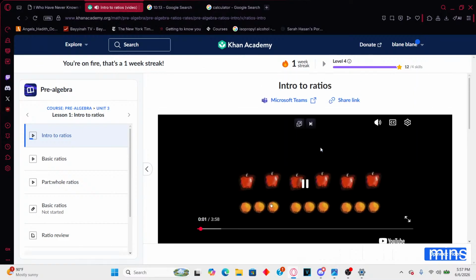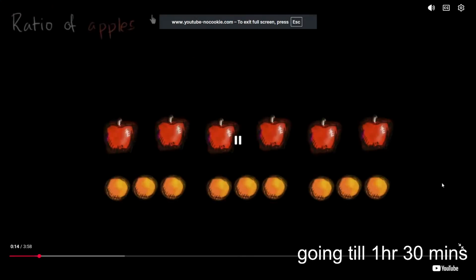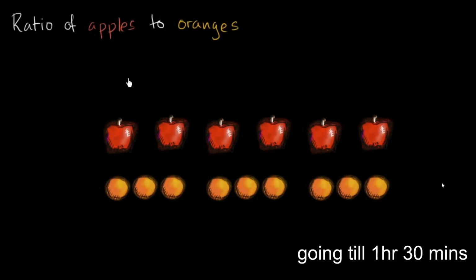We've got some apples here and we've got some oranges. And what I want to think about is what is the ratio of apples to oranges? And to clarify what we're even talking about, a ratio is giving us the relationship between quantities of two different things. So there's a couple of ways that we can specify this.